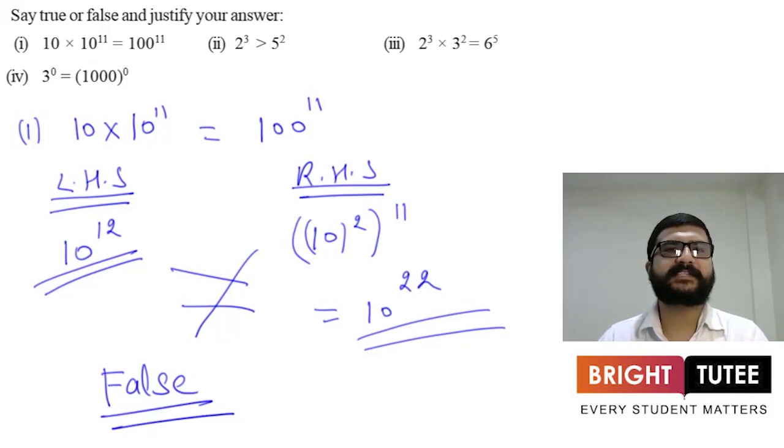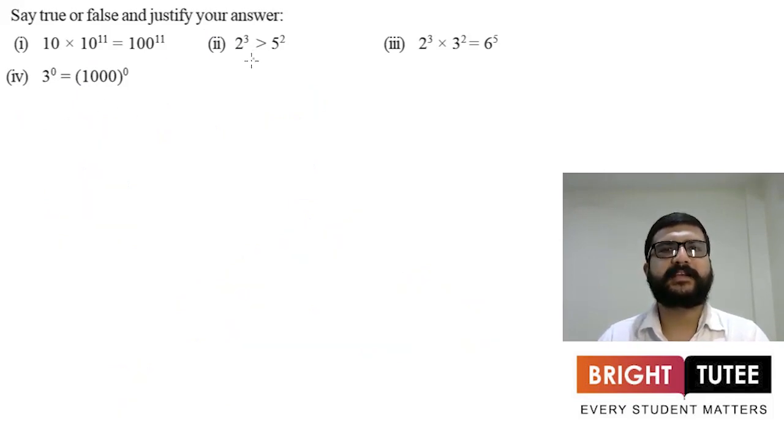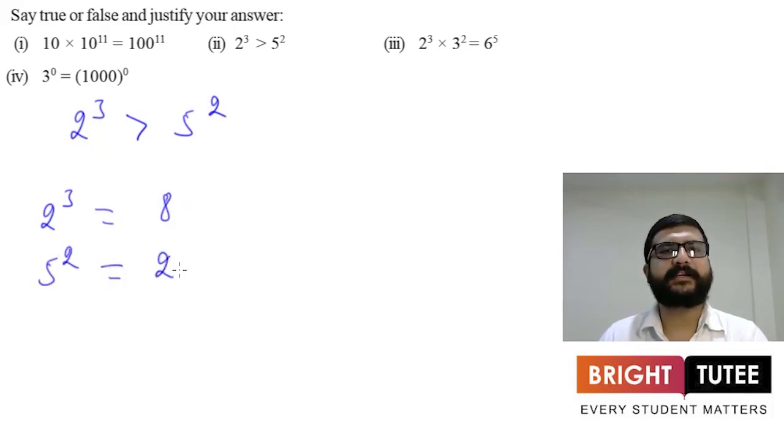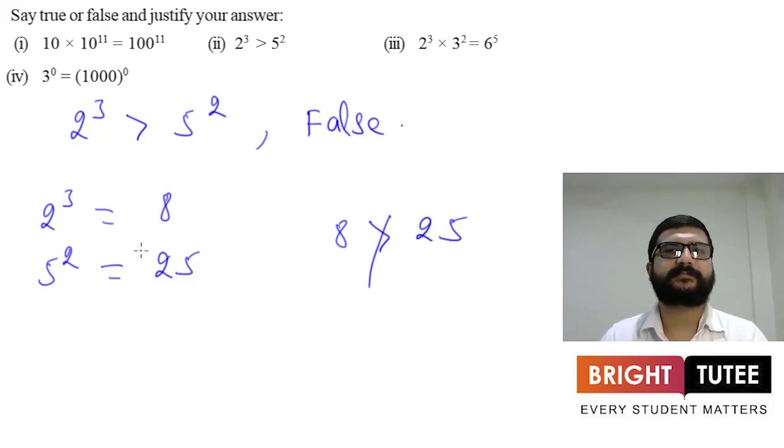Now let's see the next part of this question. Here it is 2 to the power 3 is greater than 5 to the power 2. What we can do, we can simplify them first. 2 to the power 3, this is 2 into 2 into 2, and that is 8. And 5 to the power 2 is 5 into 5, and it is 25. Now what do you think? Is 8 greater than 25? No, 8 is not greater than 25. Therefore, this statement is also false.